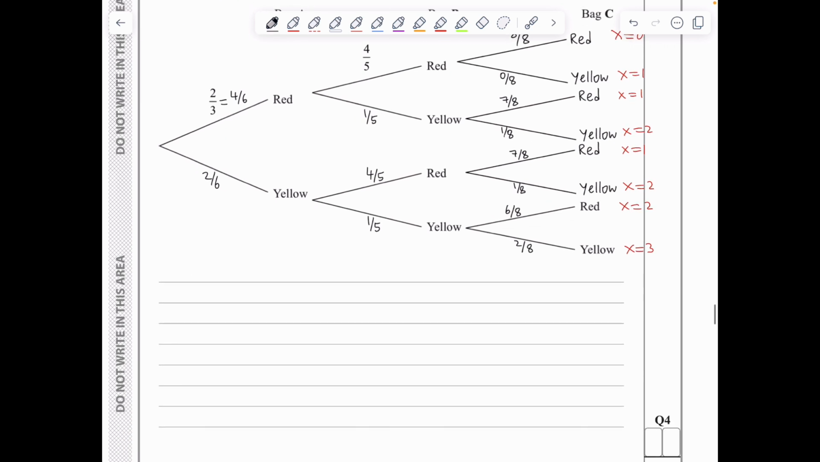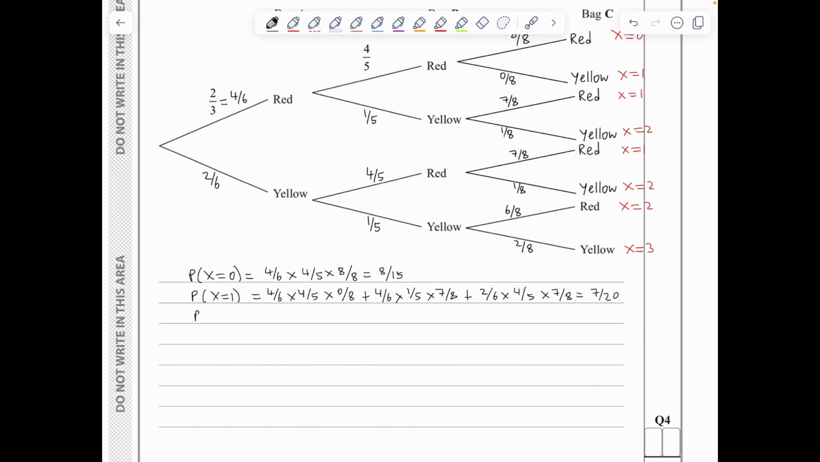The probability of x being 0 is going to be 4 over 6 times 4 over 5 times 8 over 8, which gives an answer of 8 over 15. The probability of x being equal to 1 is going to be 4 over 6 times 4 over 5 times 0 over 8, plus 4 over 6 times 1 over 5 times 7 over 8, plus 2 over 6 times 4 over 5 times 7 over 8, which gives an answer of 7 over 20.